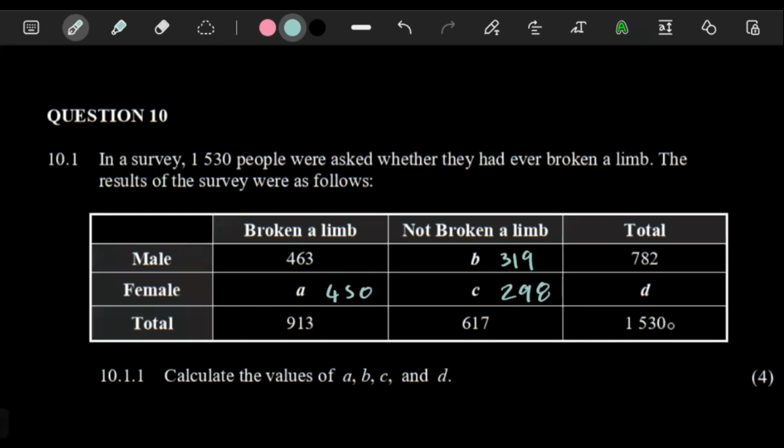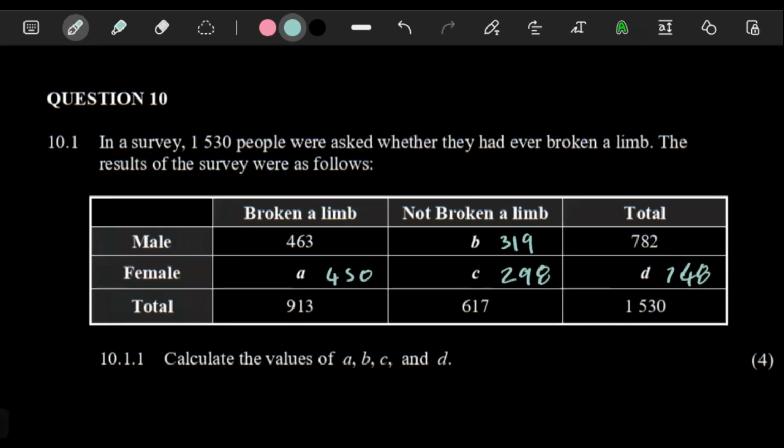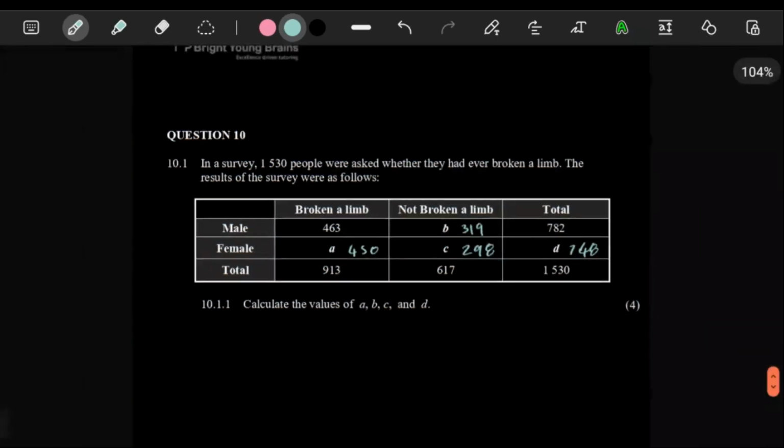Moving on, same here. This minus the value right at the top there will give us D. So 1530 minus 782. This is giving us 748. There you go. So with that being said, what do we now need? We have our 4 marks. We can now move on.